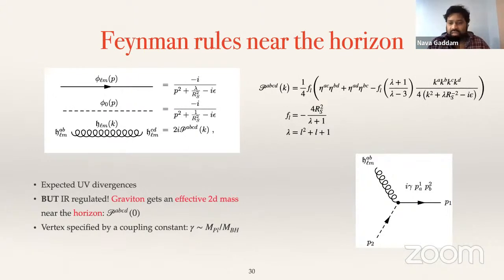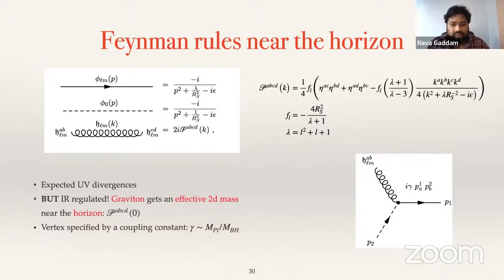And the coupling constant is now a dimensionless coupling constant, which is what I call gamma, which mediates the interaction, and it's M Planck over M black hole. So this theory is legitimate or reasonable whenever gamma is small. So whenever we have a large black hole.